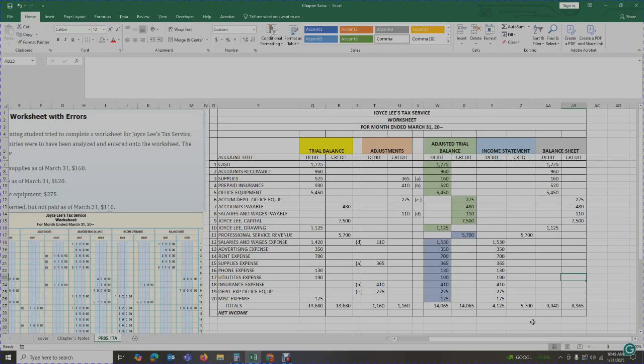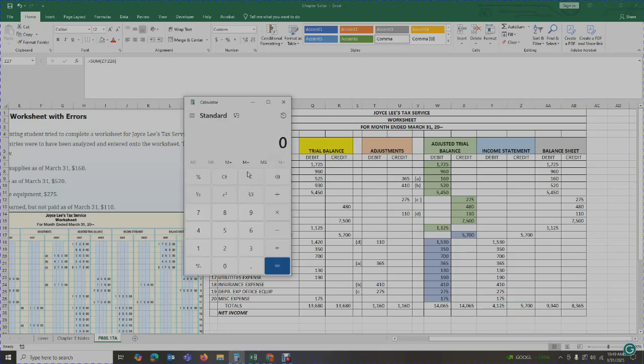We've got 4,125 debit on the income statement, 5,700 on the credit side. So that is a difference of how much? 5,700 minus 4,125. That's a difference of 1,575 between the debit and the credit on the income statement. Let's remember that number.